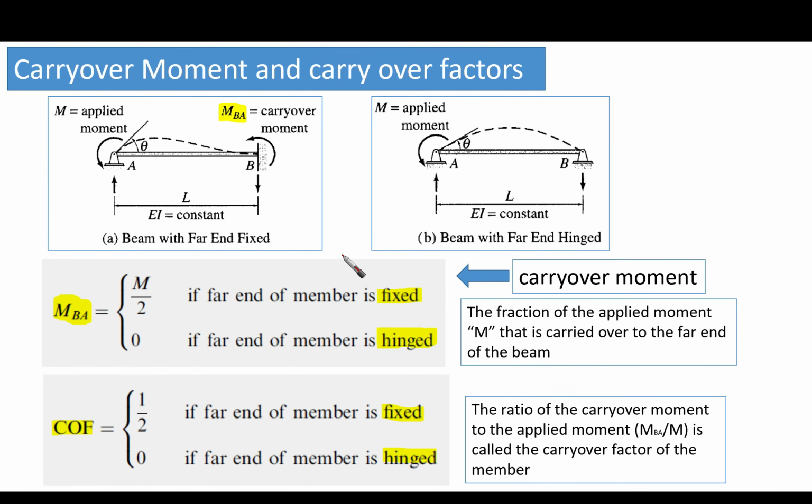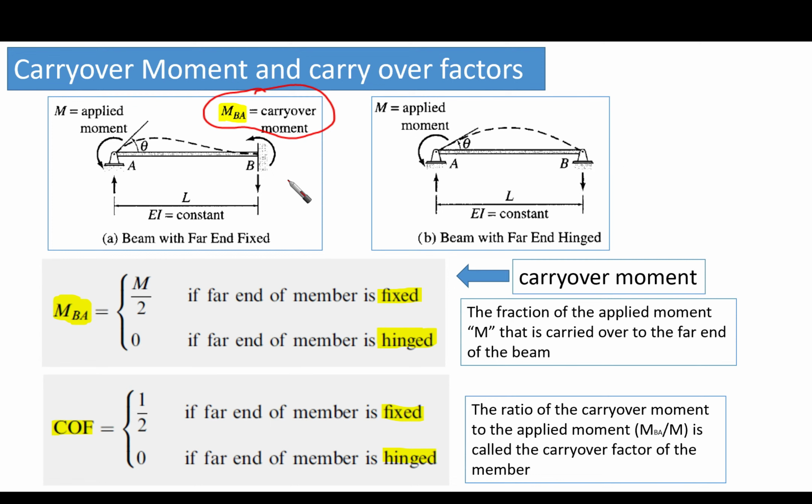So I'm going to go back and forth to clean this up. What is the meaning of this carryover factor and the carryover moment? The point is, if there is a kind of restraint at point B, it will attract some moment from the applied moment. So half of the moment is going to be transmitted to the far end. However, if the far end is hinged, nothing is going to happen.